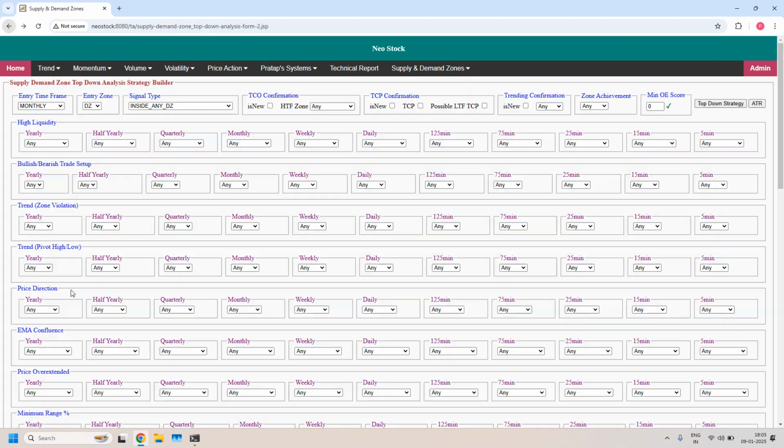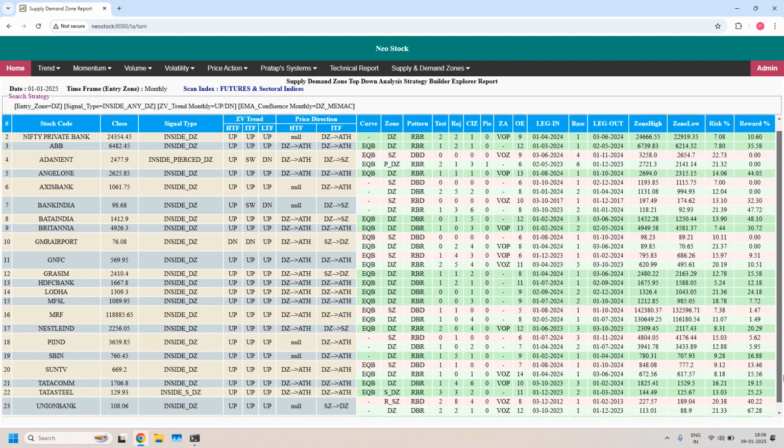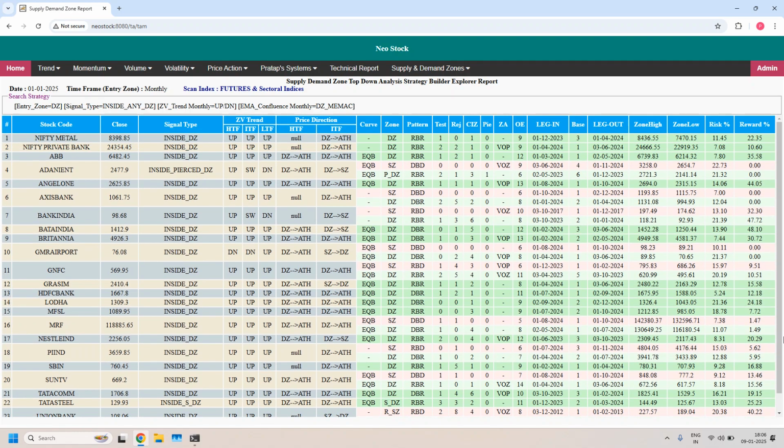Let's verify those stocks. In the EMA confluence, monthly time frame, the filter monthly demand zones having monthly EMA confluence is enabled, and in the trend, these monthly demand zones should not be sideways. So selecting up or down. Now the list has come down to 24 stocks.